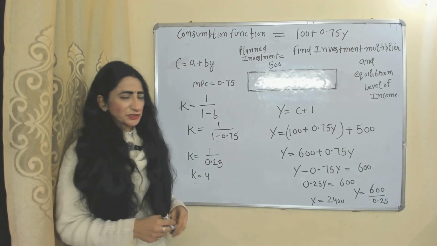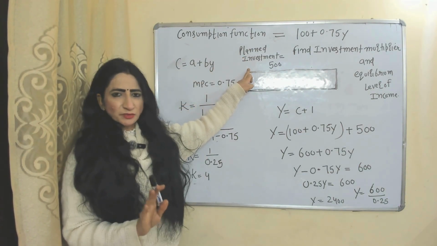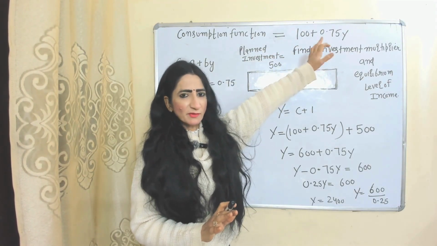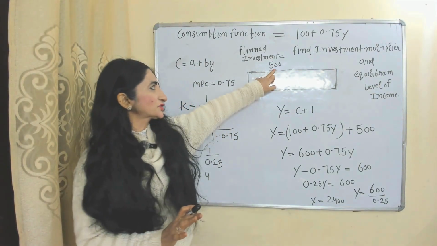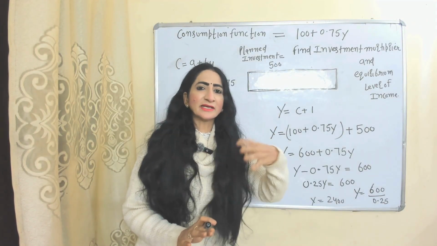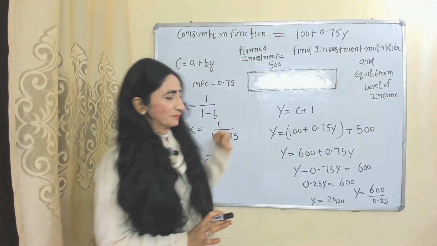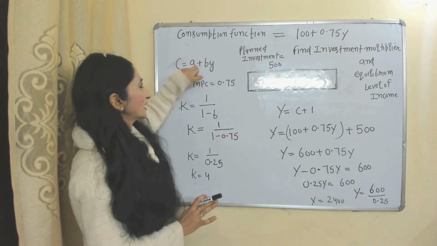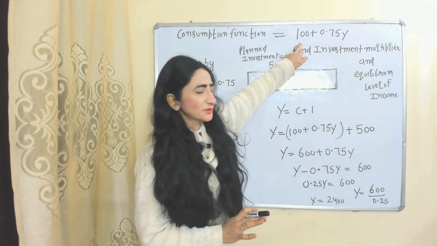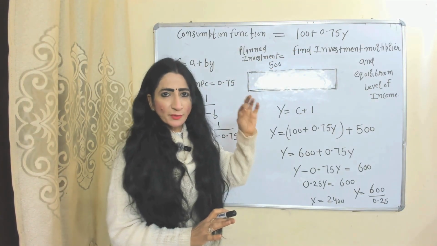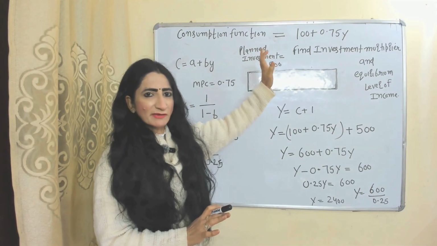Now we'll see one question. Consumption function and investment are given. Consumption function equals 100 plus 0.75 Y, and the investment is 500. We have to find out investment multiplier and equilibrium level of income. As we know, consumption function equals A plus BY. Here A is 100, autonomous consumption, and B is 0.75, meaning our marginal propensity to consume is 0.75.